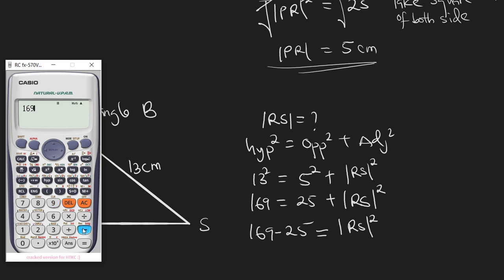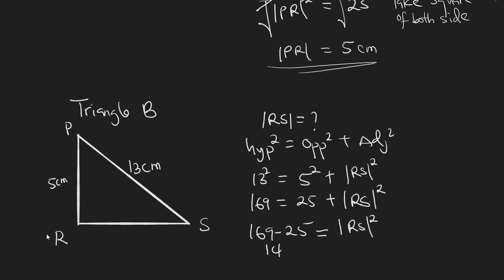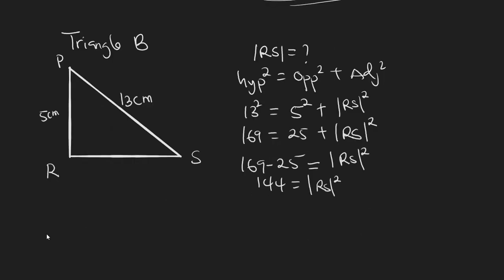So 169 minus 25, what's our answer? Our answer is equal to 144. So 144 is equal to line RS squared. So as usual, if we want to remove the square, we take the square root of both sides. So take the square root of both sides.